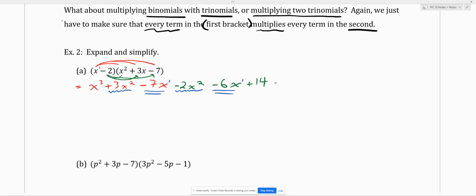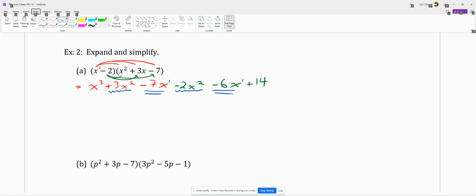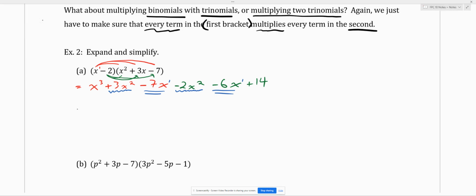The 14 is the constant. There are no other constants to combine it with. So we can finish off this by combining these two pairs of like terms. So my x cubed stays. My positive 3x squared with my negative 2x squared is just 1x squared, or just x squared. Okay, so then I like to cross those off when I combine them. Negative 7x with negative 6x is a negative 13x overall. Cross them off. And finally, I still have the plus 14.